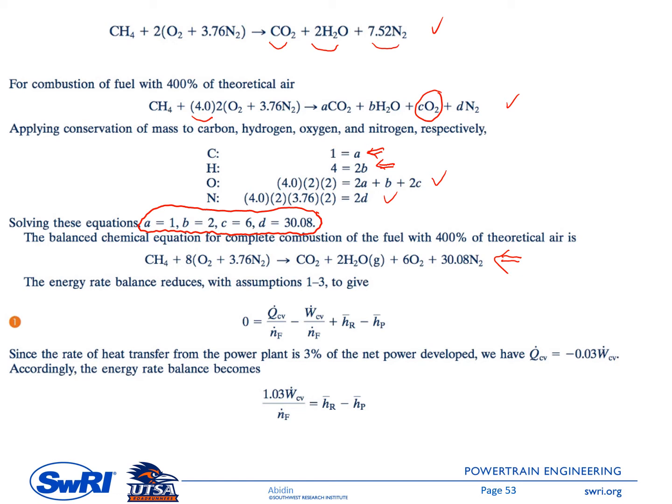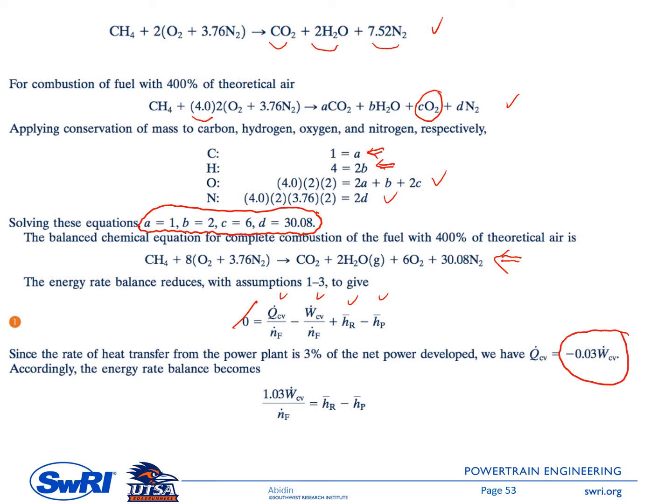Okay. Next step is to apply an energy balance, incorporating assumptions 1 through 3. So steady state, we have a 0 here, and then the first parameter on the right side is the heat transfer. This is the work, and this one is the enthalpy flow of the reactant, and this one is the enthalpy flow of the product. Since the rate of heat transfer from the power plant is 3% of the net power developed, we can substitute Q.CV here by this number.